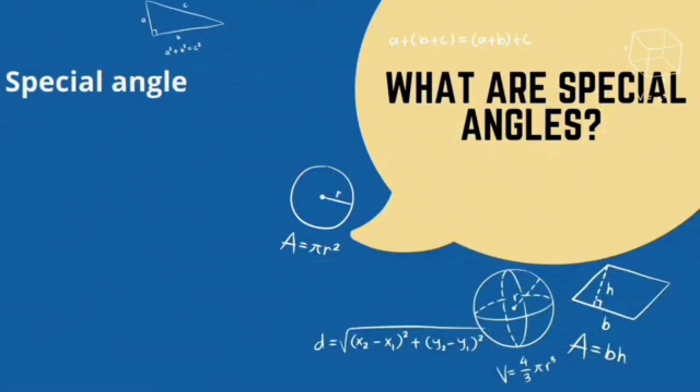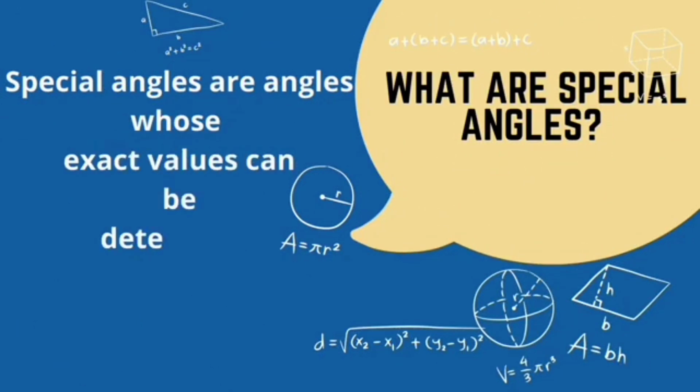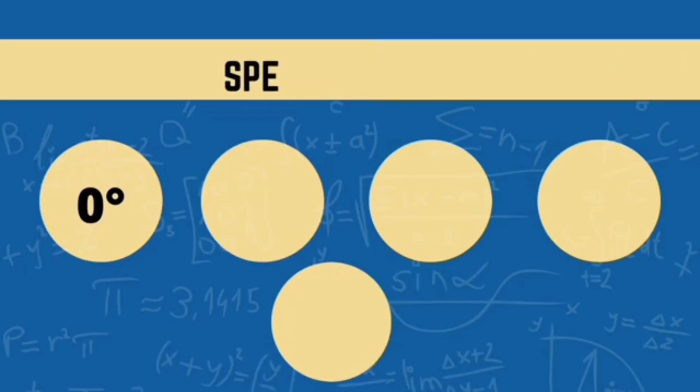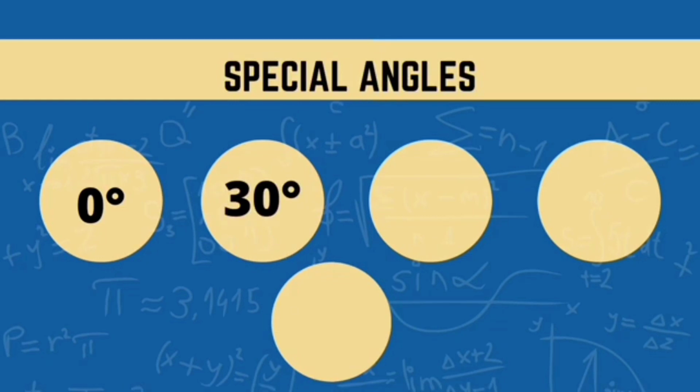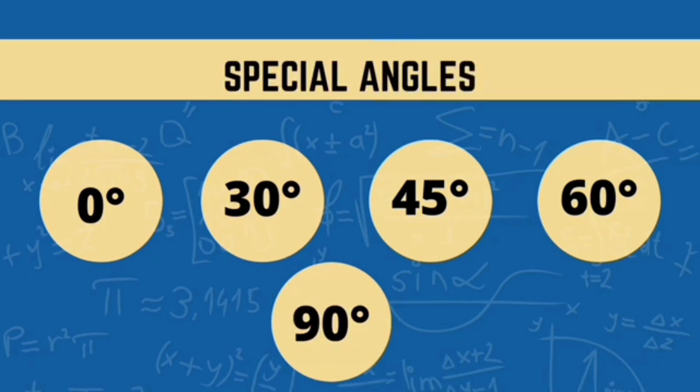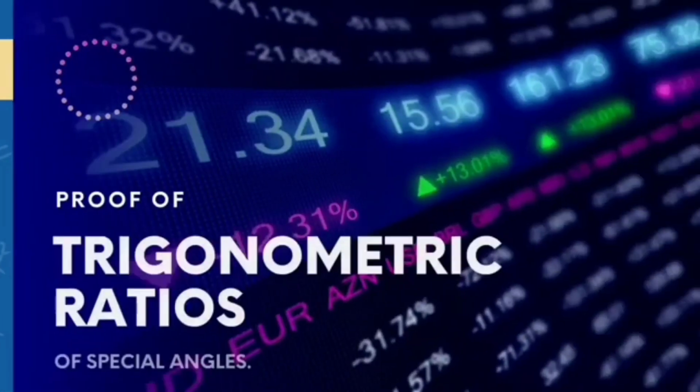What are special angles? Special angles are angles which the exact values of their trigonometric ratios can be determined without using a four-figure table or a calculator. The special angles in trigonometry are 0 degrees, 30 degrees, 45 degrees, 60 degrees, and 90 degrees. Please take note of these special angles.